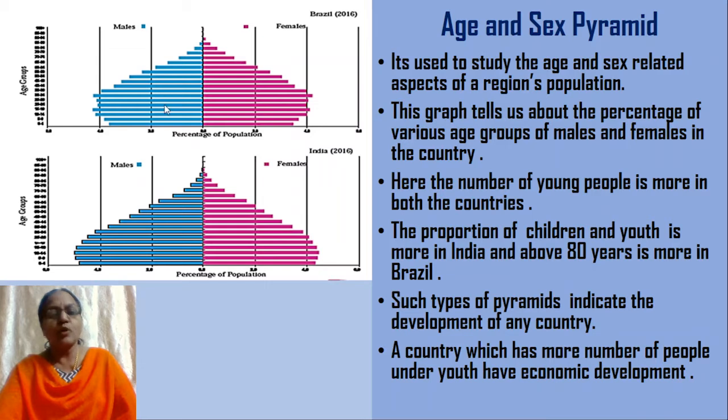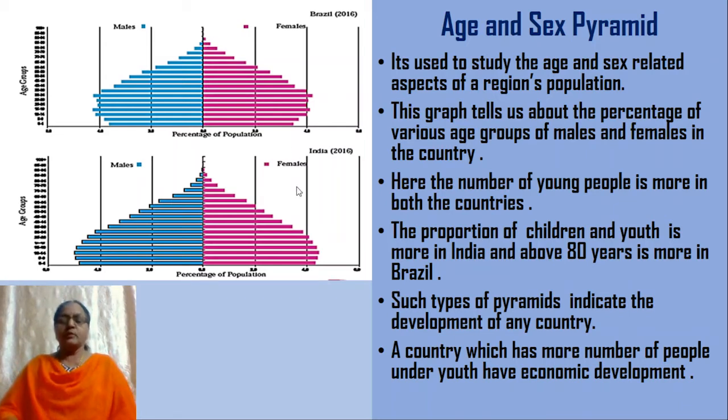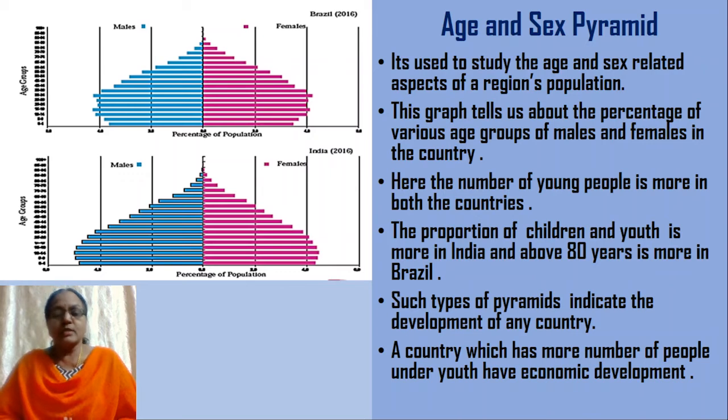If you look at the graph, you find both in India as well as in Brazil, the proportion of children as well as the youth is more. But if you take India, for example, in the 80 age group, the percentage of people is comparatively less when we compare that with Brazil. Here, people above 80 years or more. So, now let's come back to the explanation.